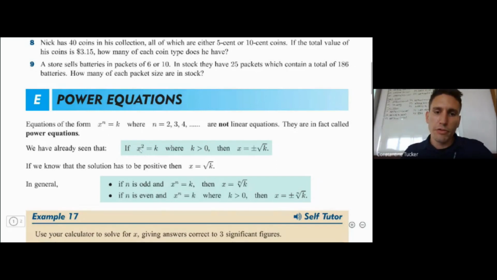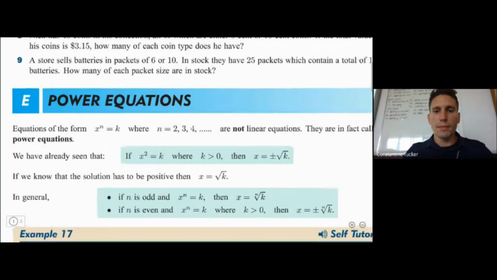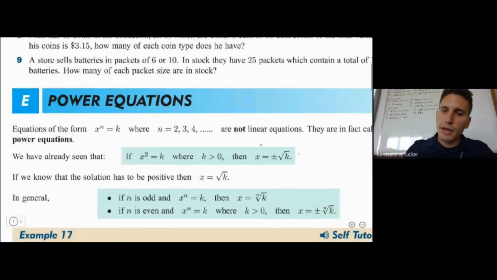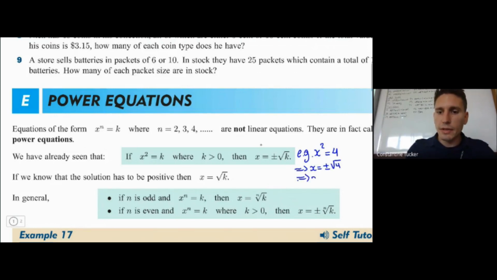So for example, if you have x squared is equal to something, then we have seen before in the past that we have two solutions, plus or minus the root of that number. So let me give you an example here. An example would be x squared is equal to 4. So what are the two solutions here? Well, the solutions would be plus or minus the root of 4, meaning that x will be equal to plus or minus 2.